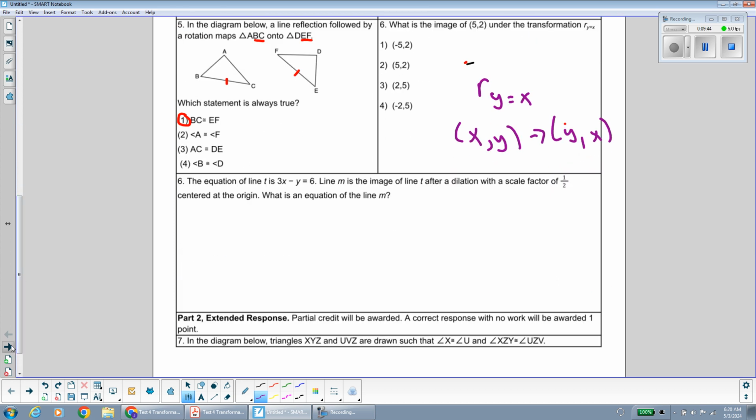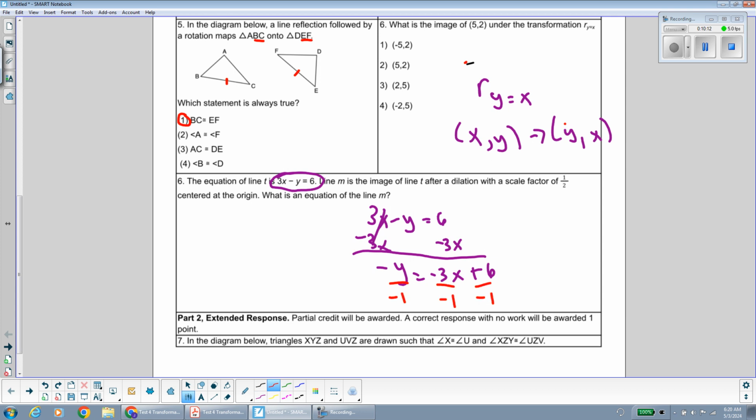For question number 6, the first thing that we have to do is take the equation of the line and put it into y equals mx plus b format. So I'm going to subtract 3x from both sides. And then I'm going to divide the whole equation by -1 in order to get y by itself.